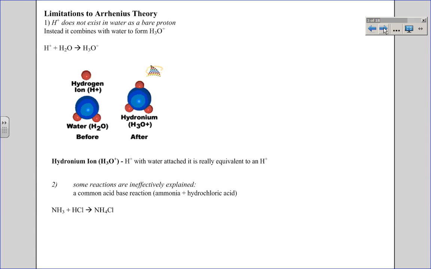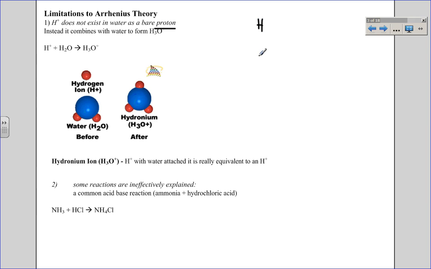Now, although this definition is really useful, it does have its limitations. And there are 2 main limitations. One limitation is quite theoretical, and it lies in the fact that H+ does not really exist in water as a bare proton. Let's take a moment first and address the fact that we're referring to this as a proton.